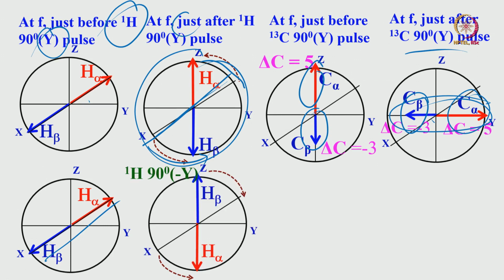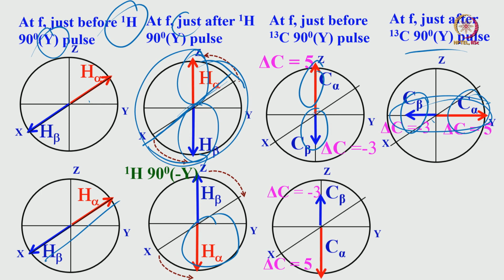Now, we are applying a 90 pulse minus y. When you apply 90 minus y, remember in the previous case H alpha was along Z axis, H beta was along minus Z axis. Now, they get reversed. H beta is along Z axis, H alpha has come to the minus Z axis. That is what happened. So, this magnetization got inverted because we are applying a minus y pulse.